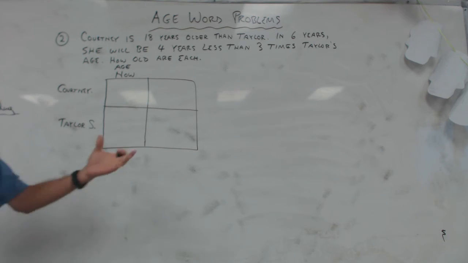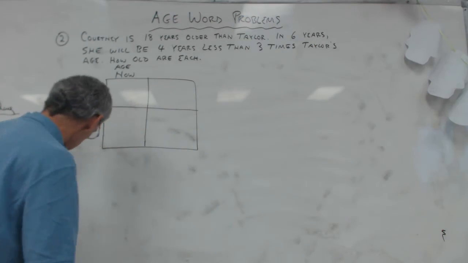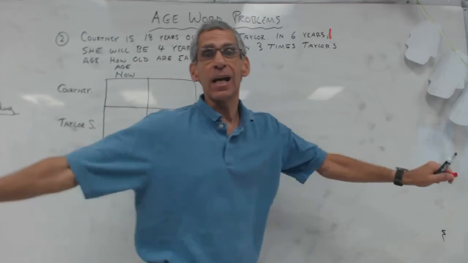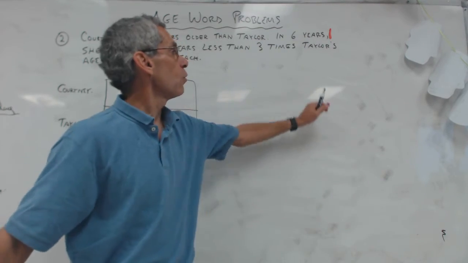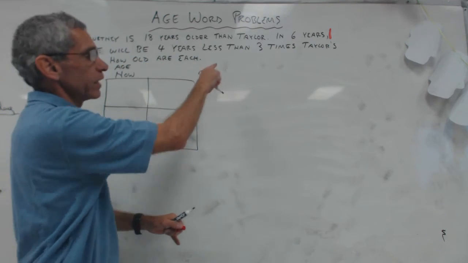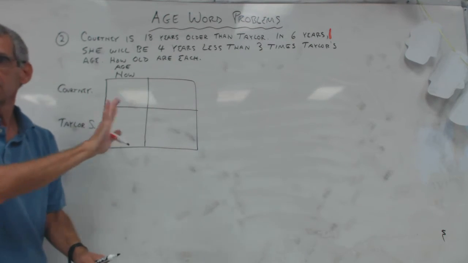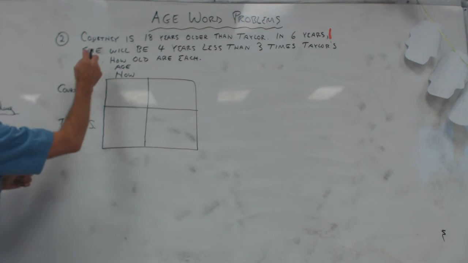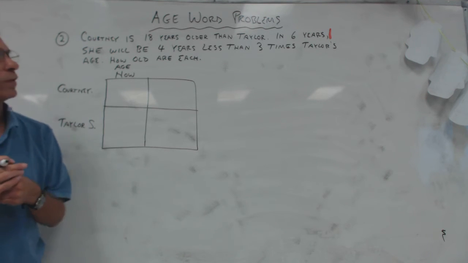And then it says, in 6 years. Now, I stop there. Do not go past that, do not read past that. I do not want to see any 4 years less than 3 times in this box. So what we've got is, Courtney is 18 years older than Taylor.